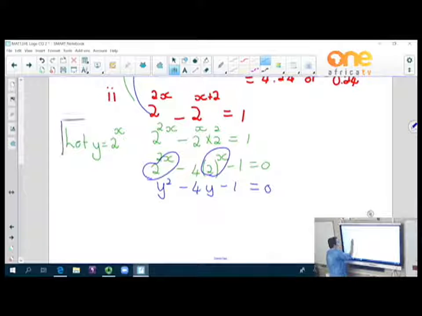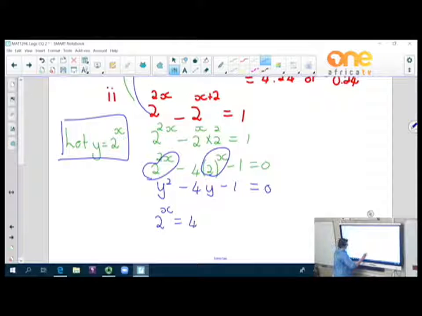So now we go back to this one, and we said y is equal to 2 to the power of x. This was the two values that you got there. So I can say that 2 to the power of x is equal to 4.24. Because y is equal to 2 to the power of x, and y is equal to that. Or we can say 2 to the power of x is equal to negative 0.24. And now we have to unlock it again.